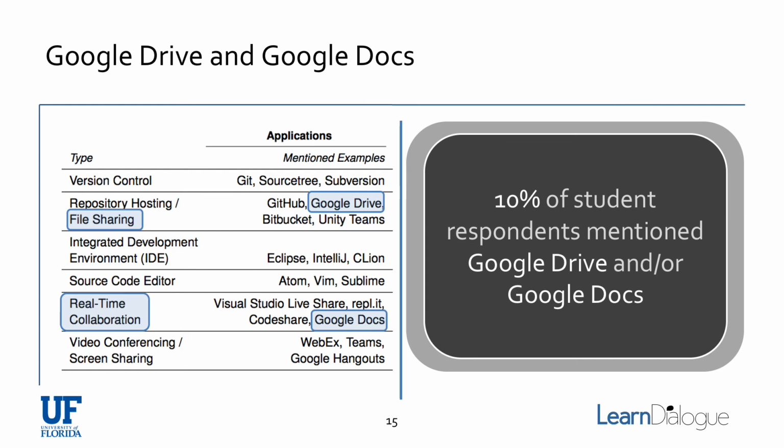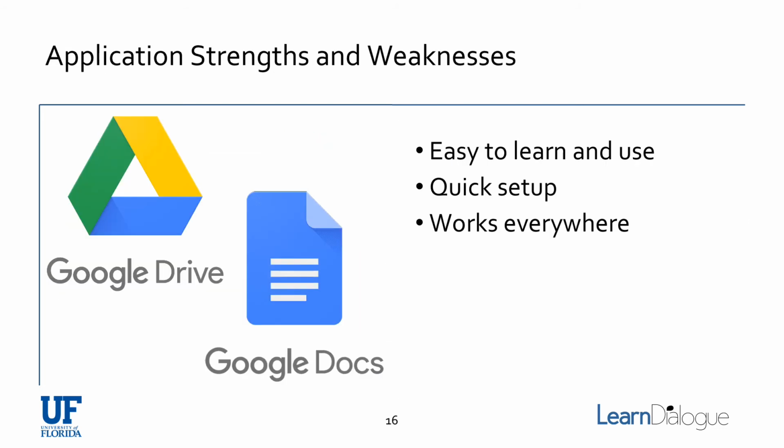Student anxieties about using versioning tools may have led some students to use more user-friendly or familiar applications that were not necessarily designed for code collaboration, such as Google Drive and Google Docs. Over 10% of the students mentioned using Google Drive or Google Docs specifically. Students said they were easy to learn and use, quick to set up, and work everywhere.